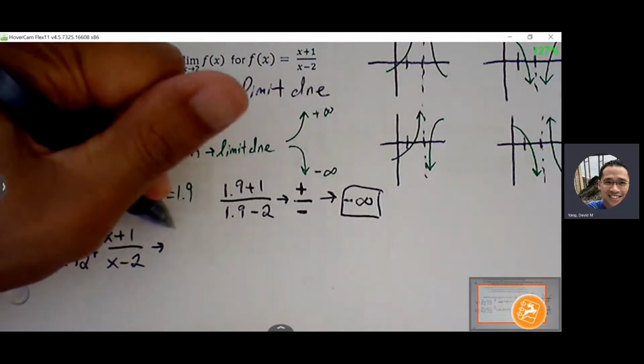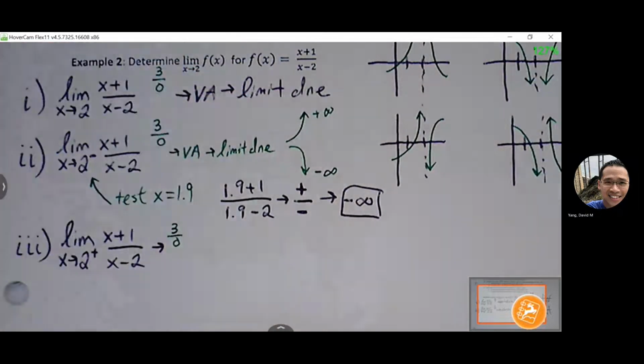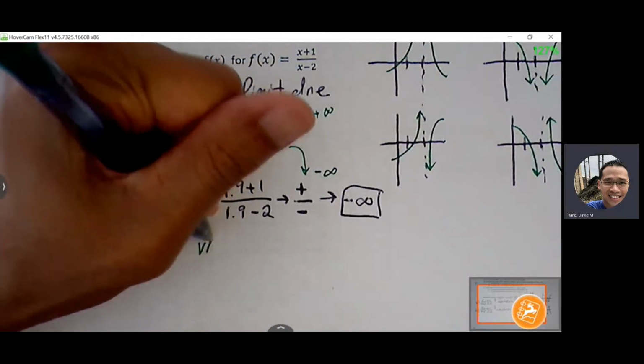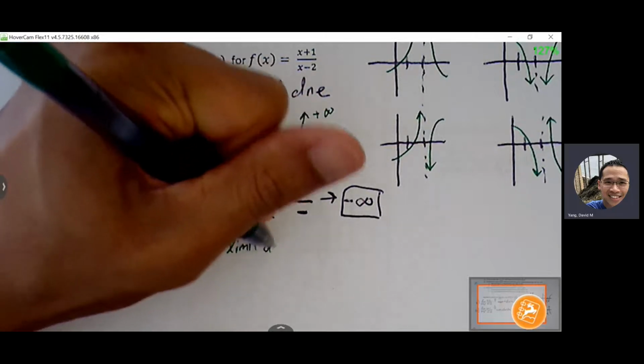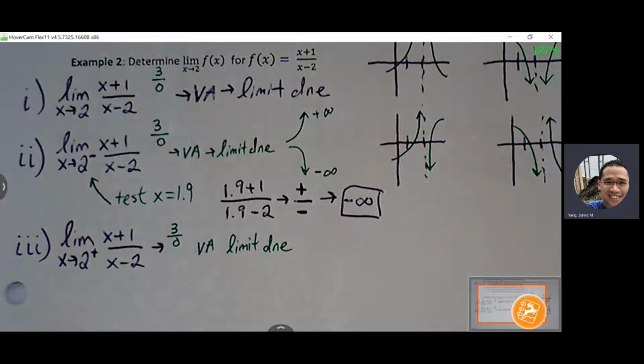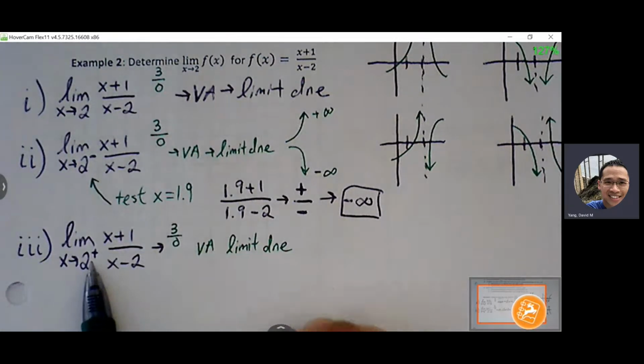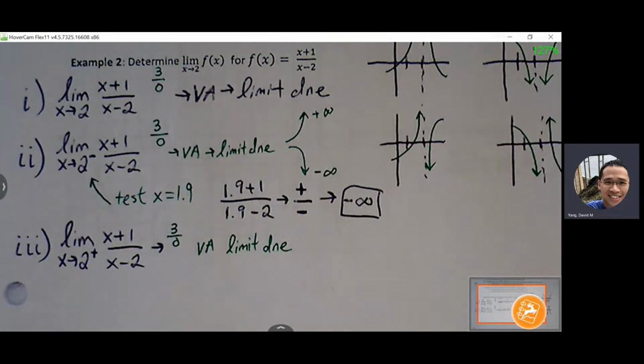Again, we get 3 over 0. We know that must mean there's a vertical asymptote. We know the limit does not exist, but that's not going to be our answer because we go back and realize it's not asking for the full limit. It's only asking for the one-side limit from the right side of 2.